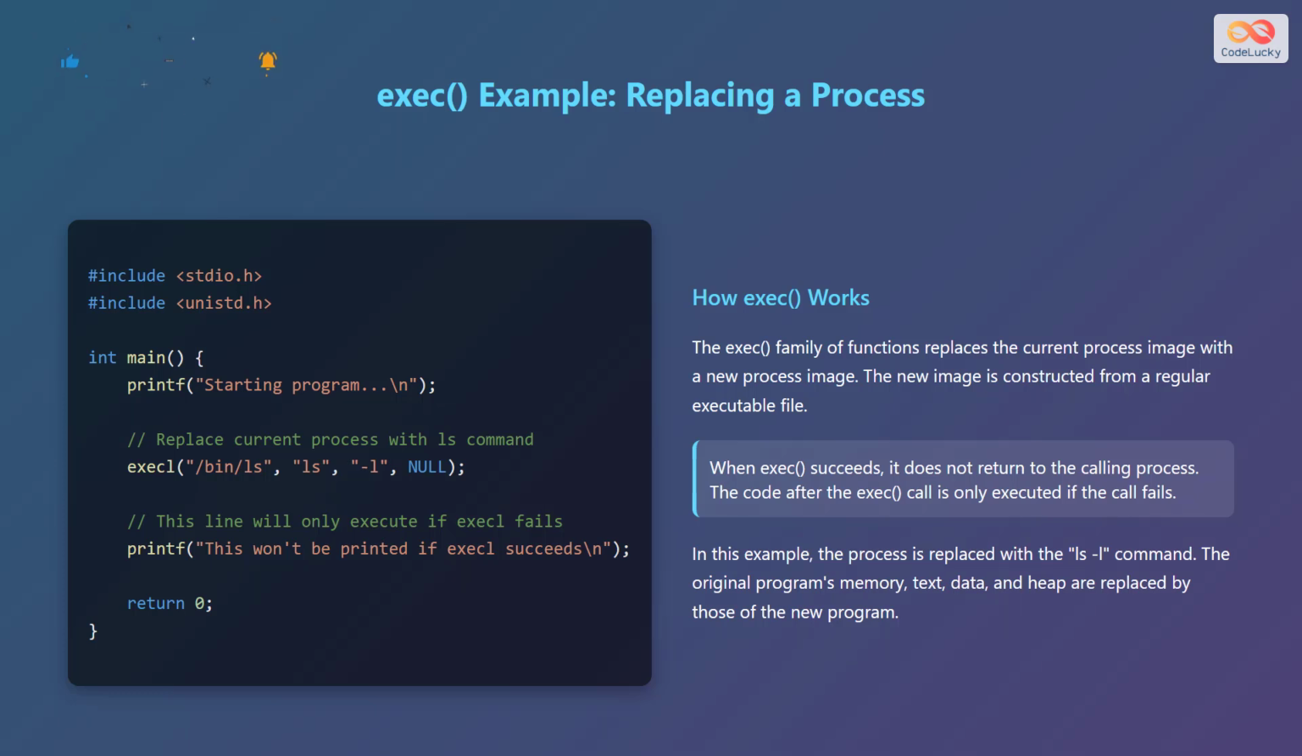If the execl call is successful, it does not return to the calling process, as the current process is replaced by the ls command. Therefore, any code after the execl call will only be executed if the call fails. In this case, the printf statement will not be executed if execl succeeds. After the execl call, the original program's memory, text, data, and heap are replaced by those of the ls command.